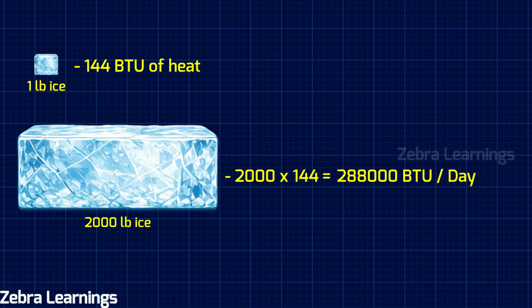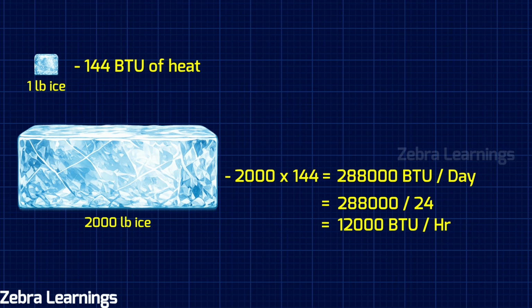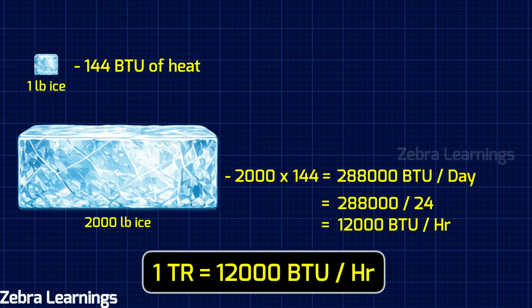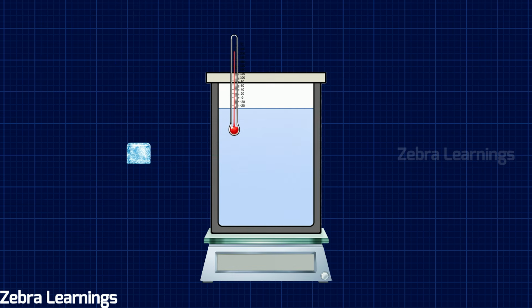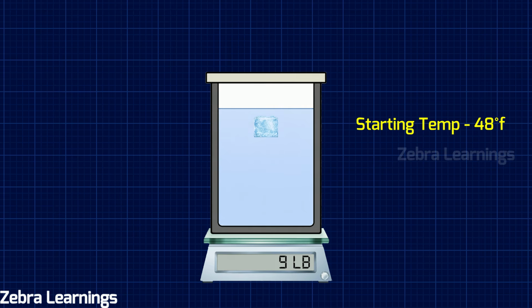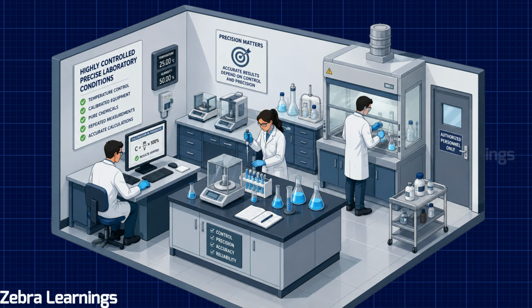To break this down by the hour, we divide 288,000 by 24, which gives us exactly 12,000 BTU per hour. And that is precisely how we establish that 1 TR equals 12,000 BTU per hour. To make this easy to grasp, I have simplified the explanation for this video, but in real life, you only get these exact readings when the calculation is performed under highly controlled and precise laboratory conditions.